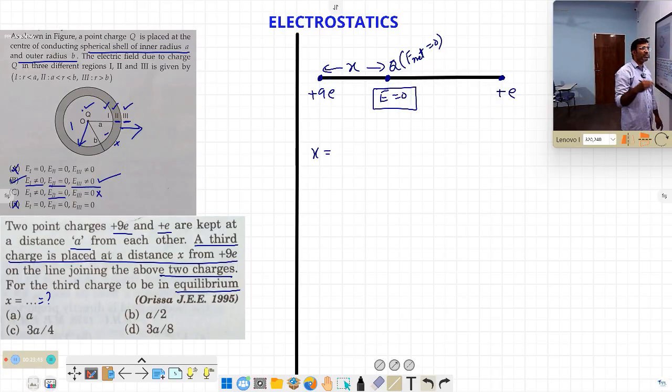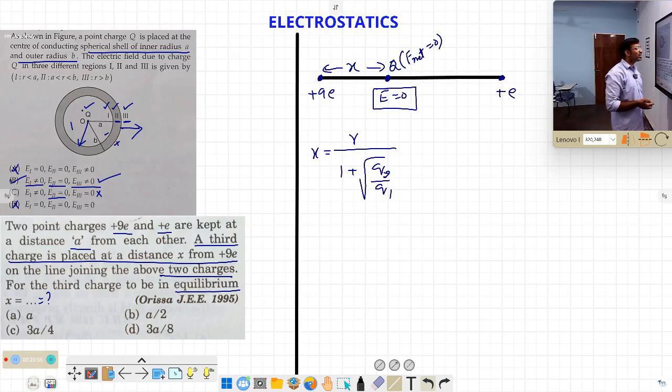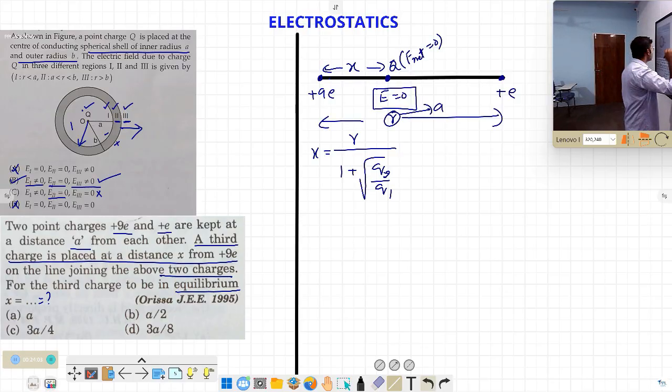The formula for the position of the null point for a two-charge system of similar charges is x equal to r by 1 plus under root of q2 by q1. In this case, what is r? r is the distance between these two charges, which in this question is given as a. So I can write the formula as a by 1 plus under root of q2 by q1. Now substitute the other values to find x in terms of a.